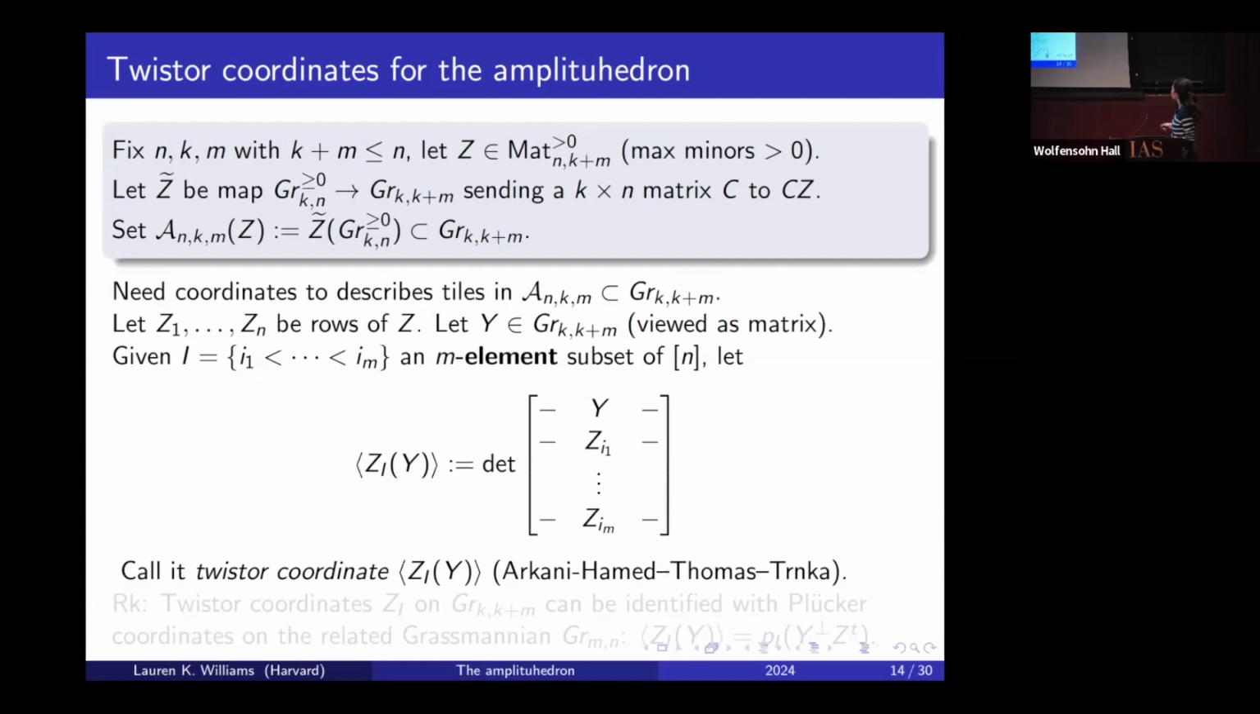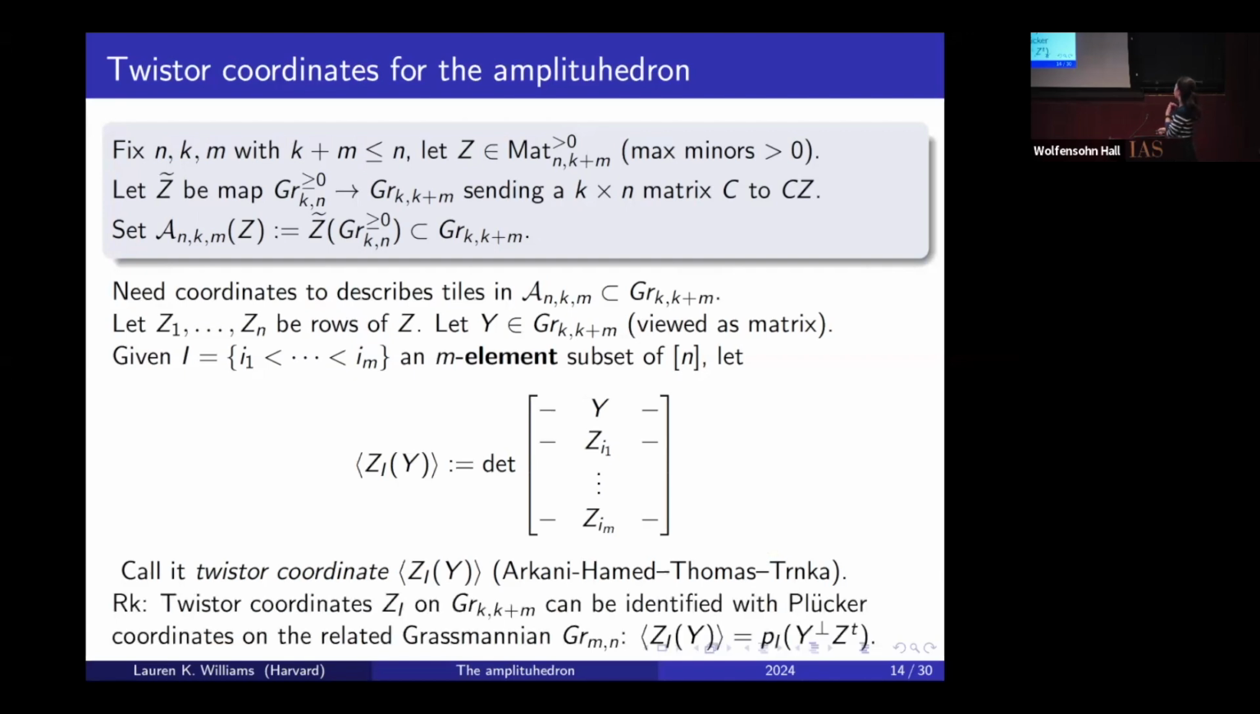These first came up in a paper of Arkani-Hamed, Hugh Thomas, and Jaroslav Trnka. So these are very good coordinates, and actually they're maybe more familiar than they look because they can be identified with Plücker coordinates on a related Grassmannian of m-planes in n-space. But anyway, the important thing to keep in mind is that these are coordinates on this Grassmannian, and they are indexed by m-element subsets of 1 through n. Okay, any questions?